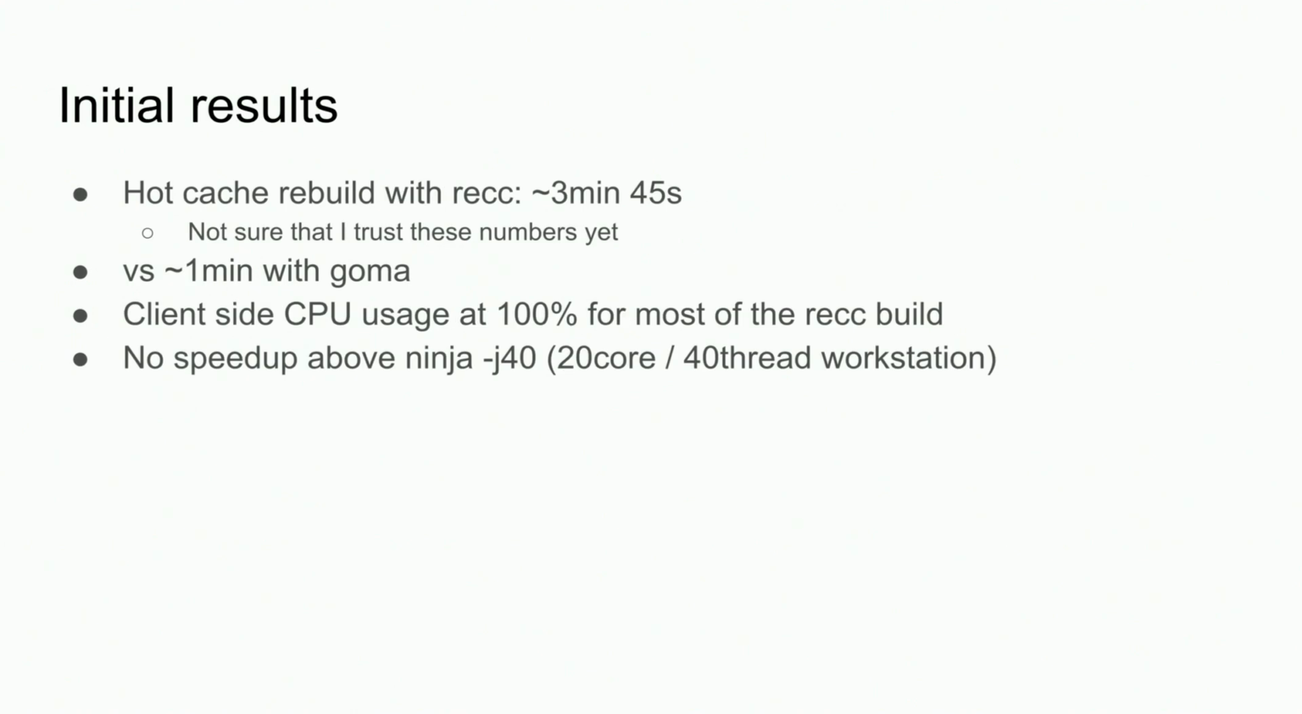To do a hot cache rebuild with rec is a bit under 4 minutes, although this seems a bit high, so I'm not too confident in these numbers just yet, compared to about a minute with Goma. And while we're doing this experiment, the client-side CPU is about 100% on the rec build. So something seems a bit off here, but I haven't been able to narrow this down yet. And there's no speed up above 1 thread per core on my client, whereas with ccache you can run hundreds.